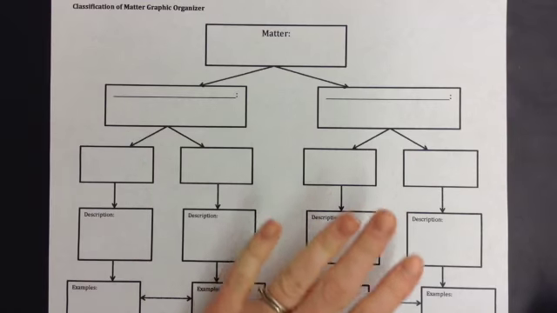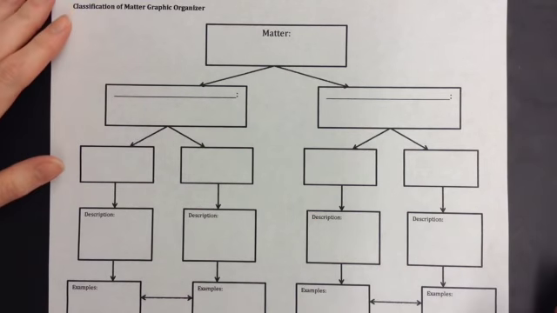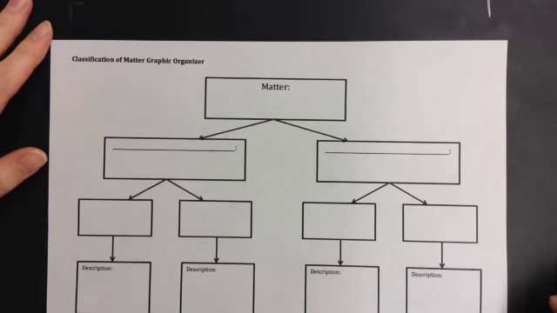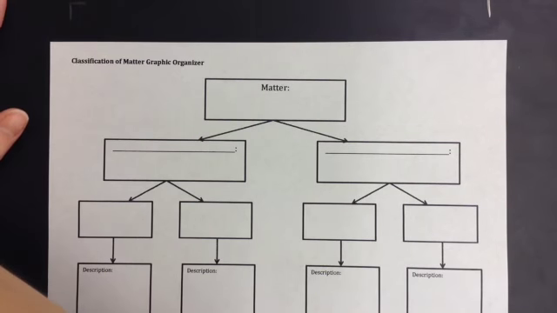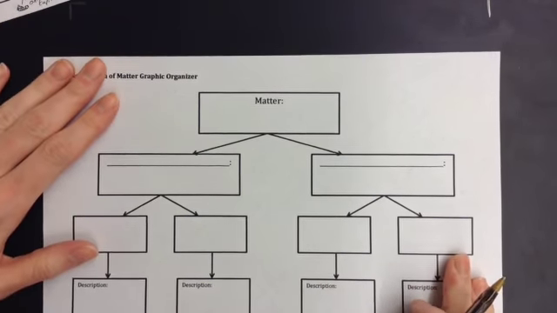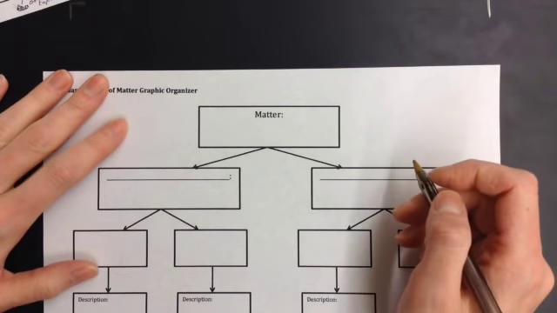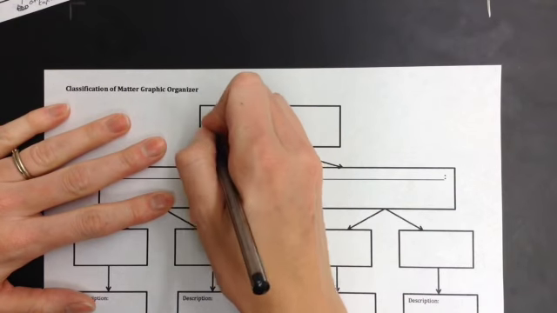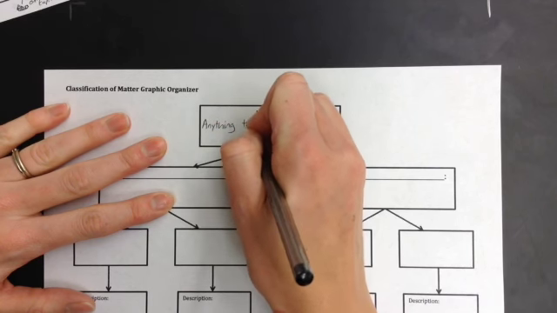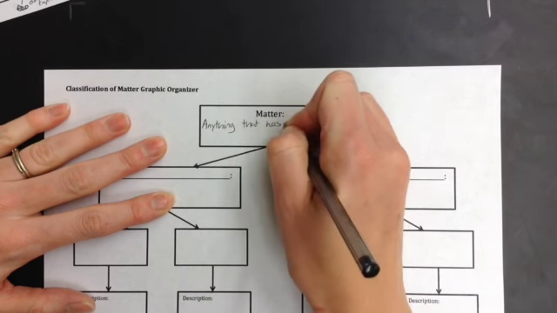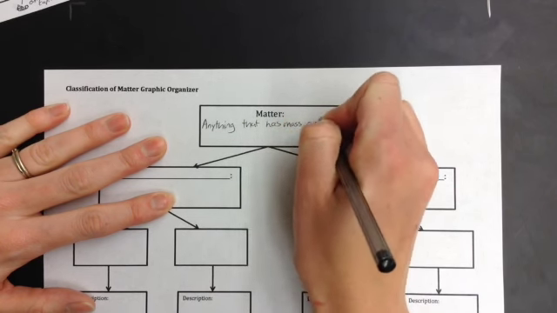So this is available on Shobi, or you can have a paper copy. It's up to you. I'm going to be writing on this paper copy because that makes it a little bit easier. So we're going to start up here at the top, and we're going to write a definition for matter. And matter, we've already defined before. Matter is anything that has mass and takes up space.